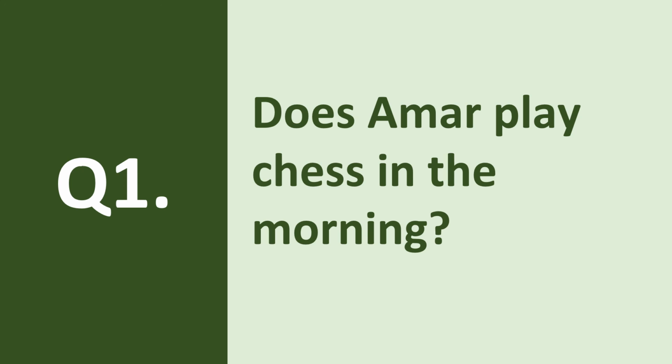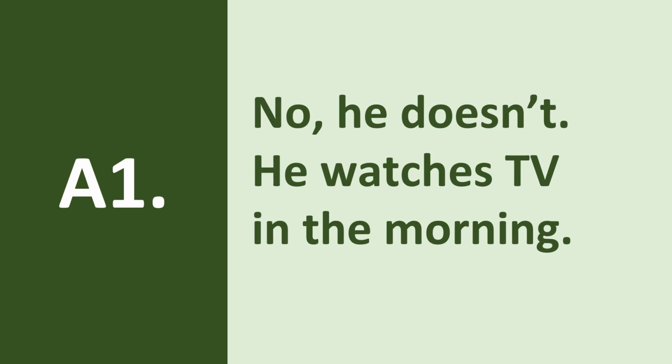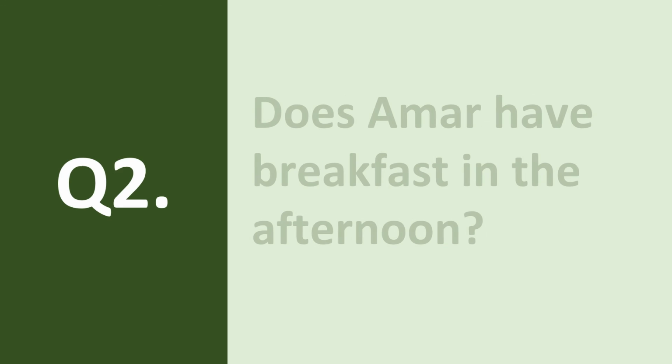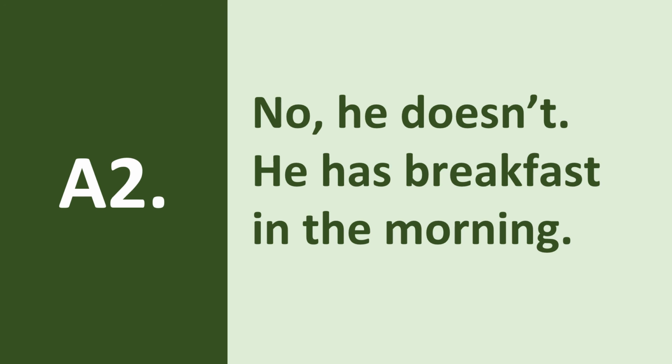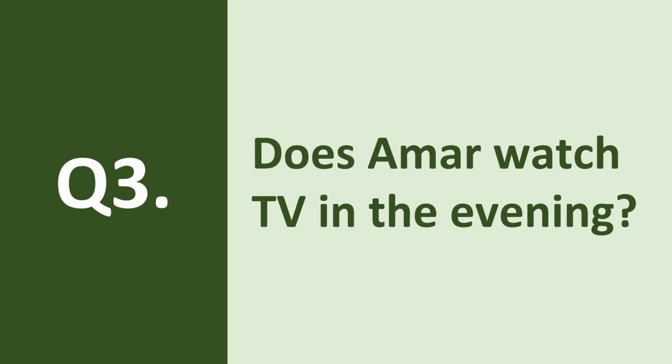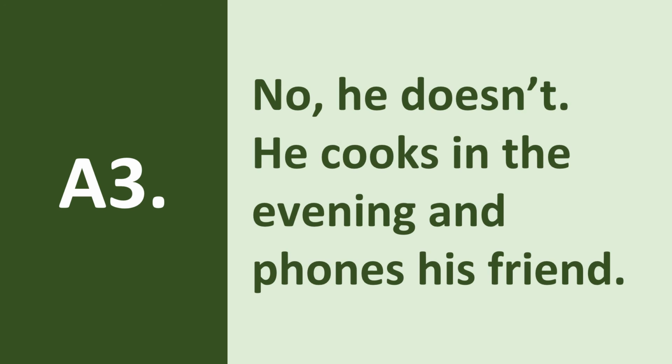Question 1. Does Amar play chess in the morning? No, he doesn't. He watches TV in the morning. Question 2. Does Amar have breakfast in the afternoon? No, he doesn't. He has breakfast in the morning. Question 3. Does Amar watch TV in the evening? No, he doesn't. He cooks in the evening and phones his friend.